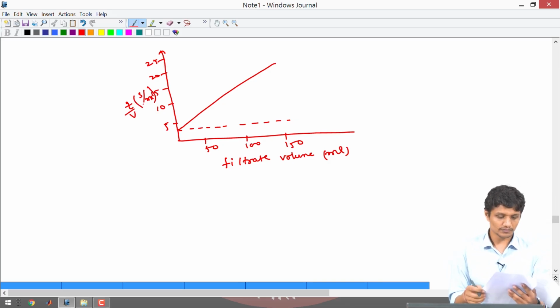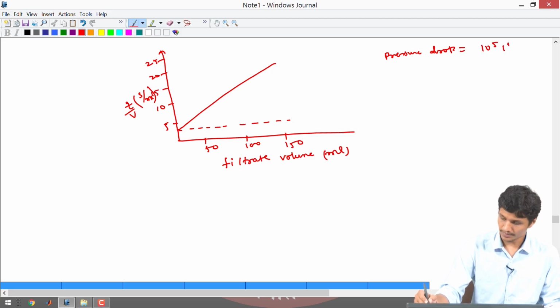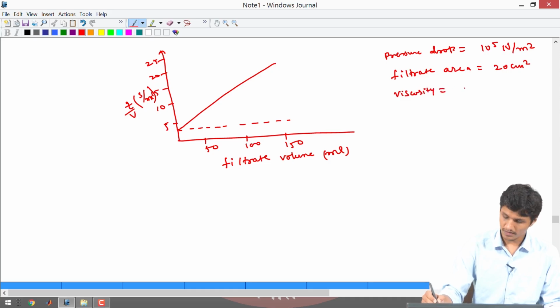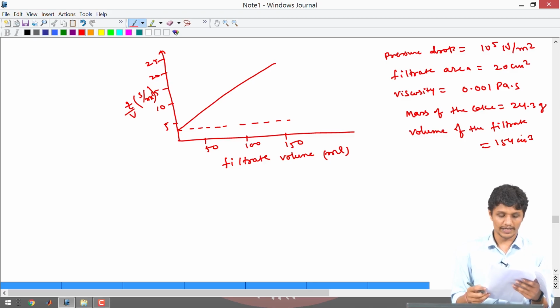In this question, the given data are: pressure drop is 10 power 5 Newton per meter square, filtrate area equal to 20 cm square, viscosity is 0.001 Pascal second, mass of the cake 24.3 gram, volume of the filtrate equal to 154 cm cube. They have asked what is the filter medium resistance and filter cake resistance.